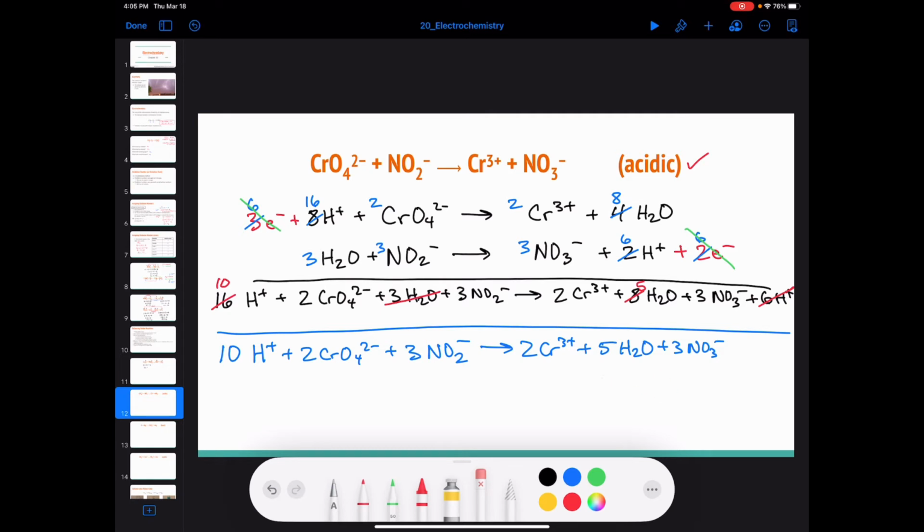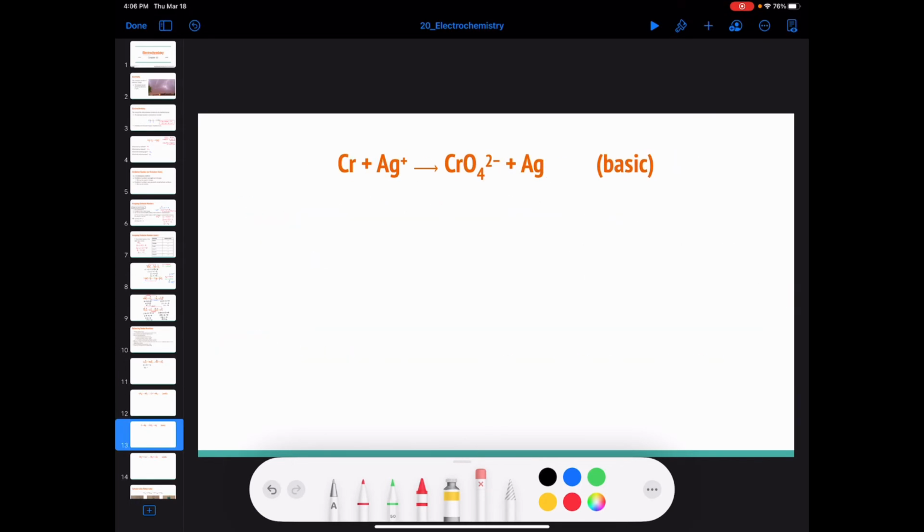So now I've got my officially balanced equation. Okay, so I know these take a while, right? It's just the nature of it, but some of them are a little easier than others. Let's go ahead and try another one.